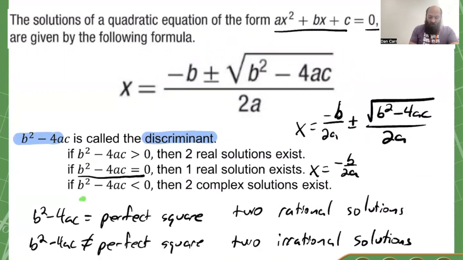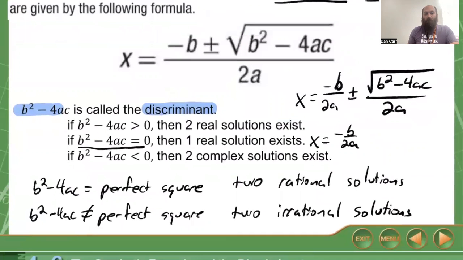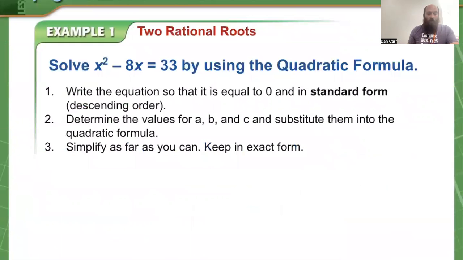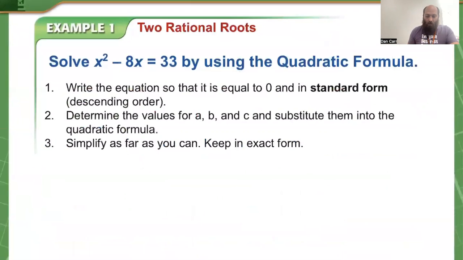If we have less than 0, we get two complex solutions, or unreal solutions. They're not real solutions if this is less than 0, which makes sense because then you're taking the square root of a negative. All that means is we're going to start using i as part of our solutions. So let's see this used in our setup.